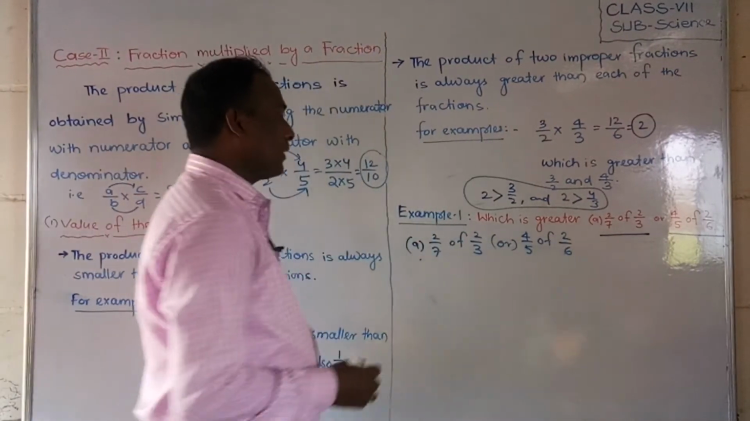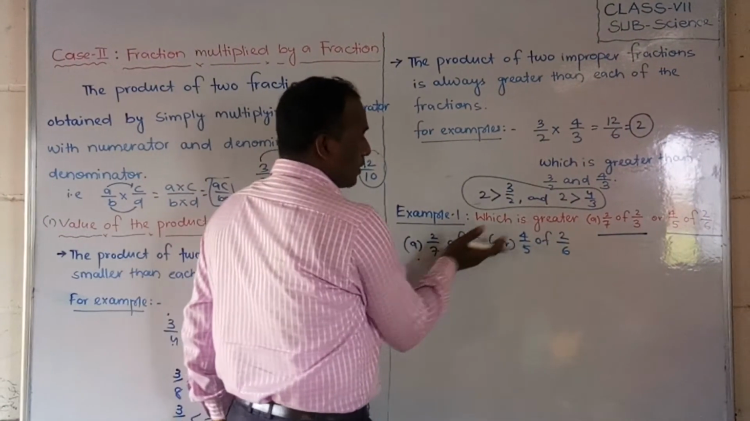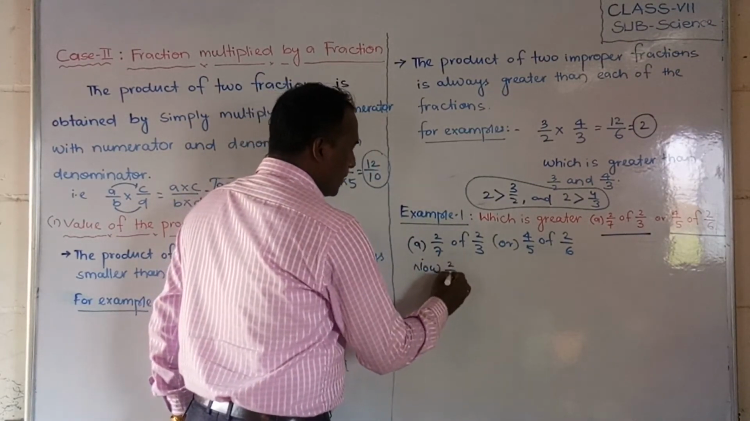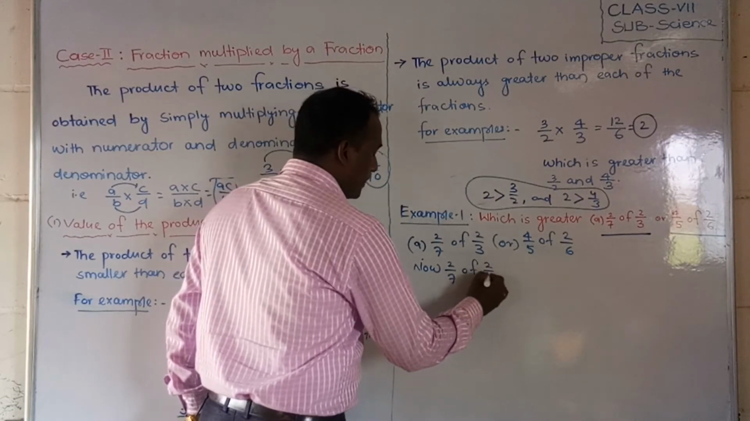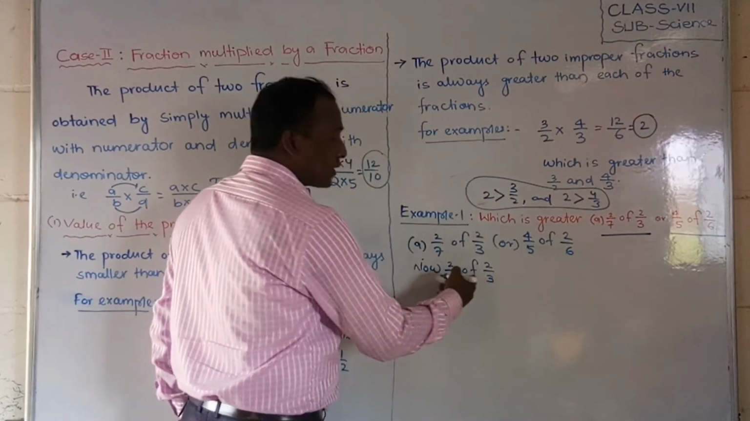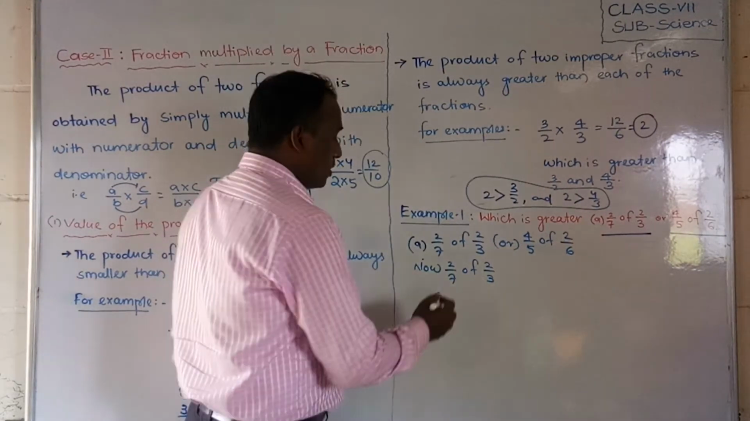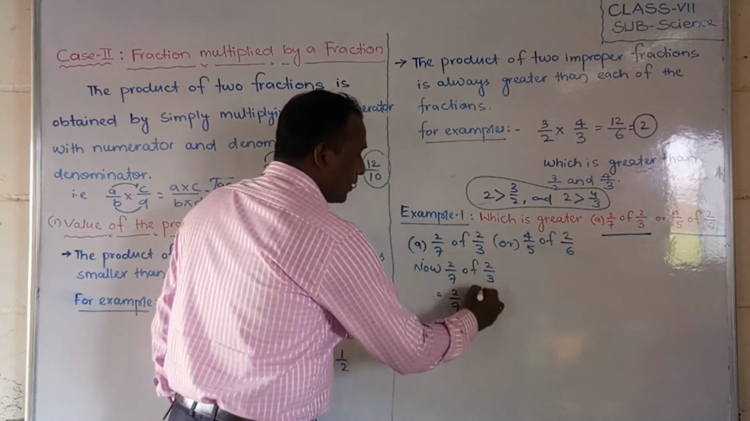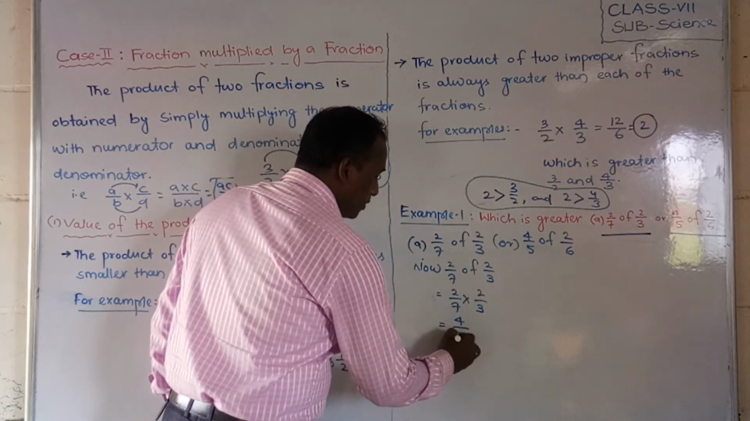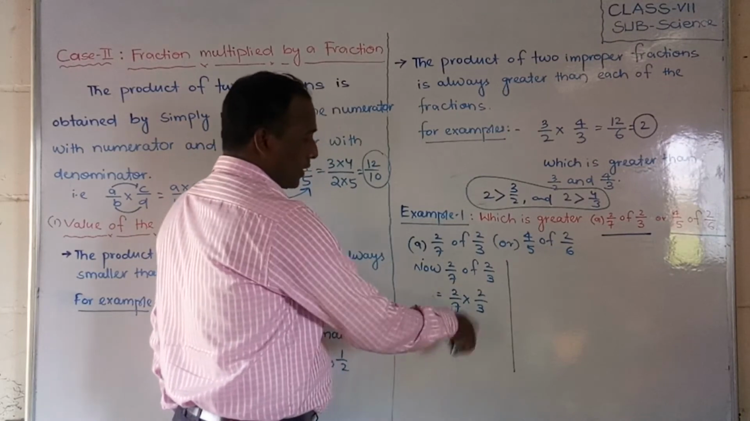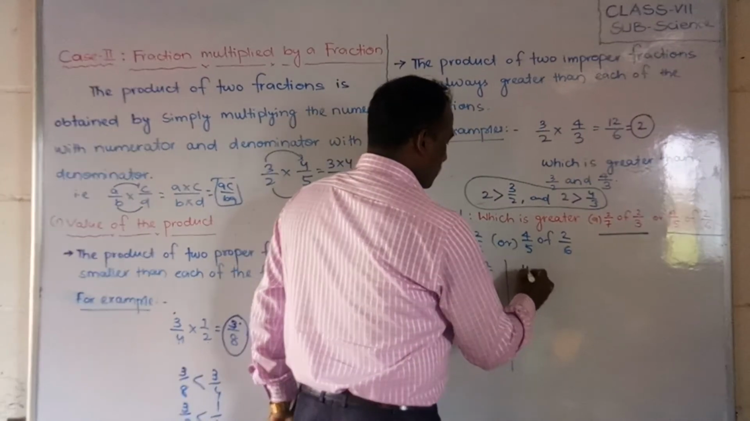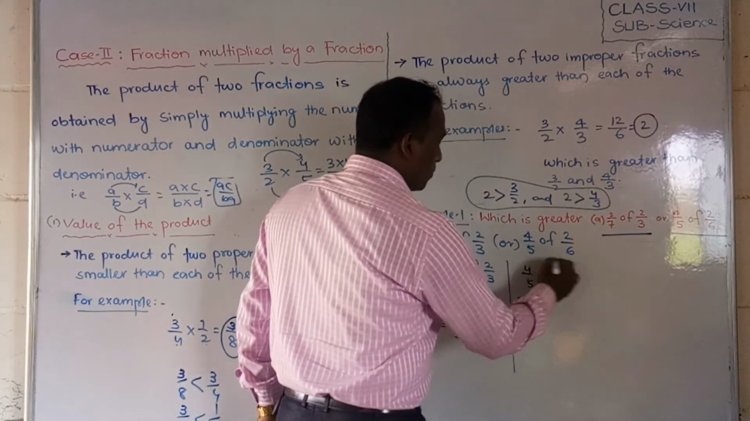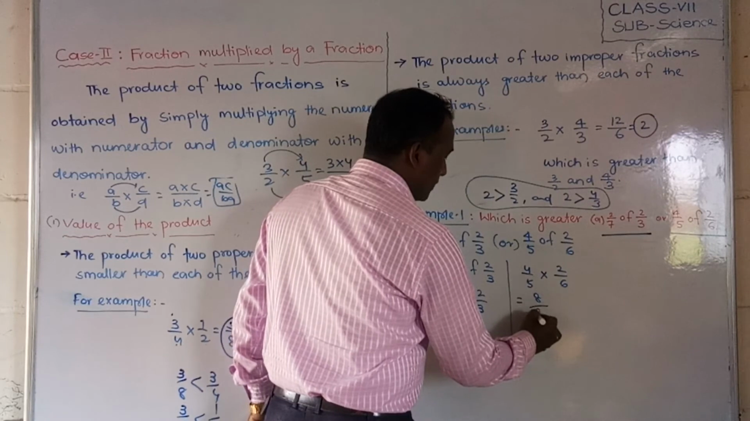Look here very carefully, students. First you should find out this value, and next you find out this value. So 2 by 7 of 2 by 3 is equal to what? What is the meaning of "of"? Of means multiplication. So we do 2 by 7 into 2 by 3. Numerator with numerator, so 4 by 21. We got this one fraction. The second fraction is 4 by 5 into 2 by 6, which is 4 twos are 8, over 5 sixes are 30.